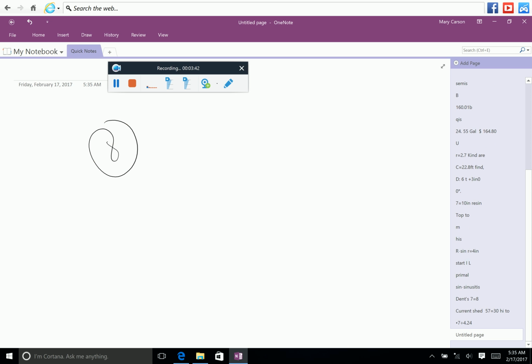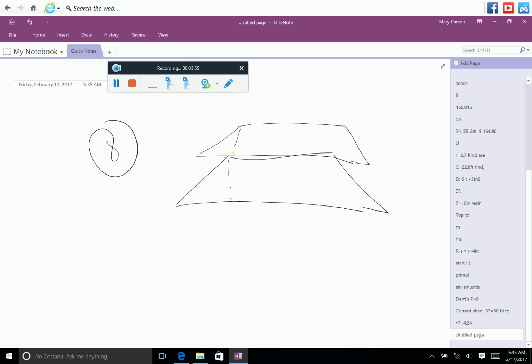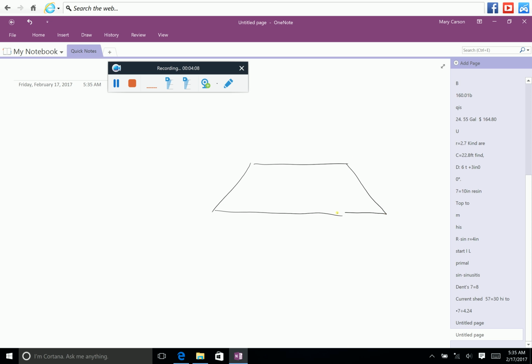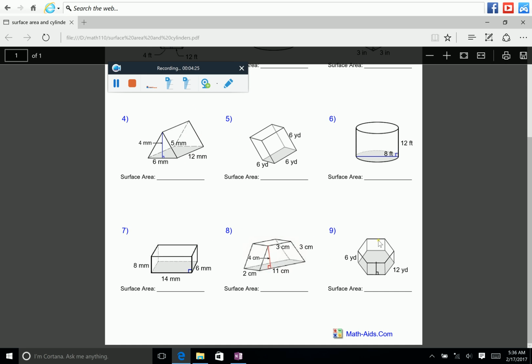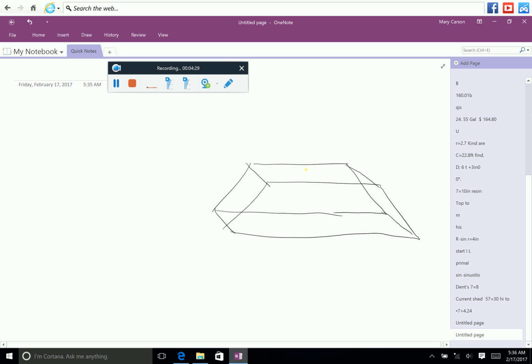Let's look at number 8. It was a trapezoidal prism, right? Oh, that's terrible. Let's try this again. Okay, that's a little bit better. All right, and it was 11. The height of this was 4. This is 3. This is 4. This is 2. All right.